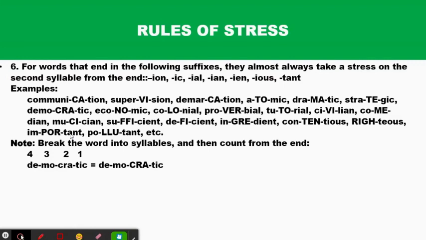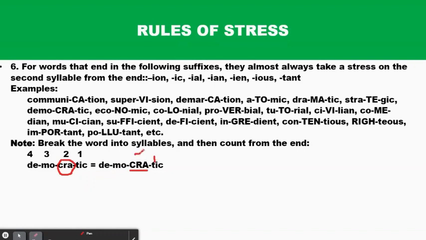Righteous, important, pollutant, etc. Now, this is how you break the word into syllables and then count from the end of the word, because here we are talking of the second syllable from the end. So here, look at the word democratic. Then we start counting the syllable from the end. 1, 2, 3, 4. Then we count 1, 2, and then we place stress on the second syllable. And what we have is democratic.